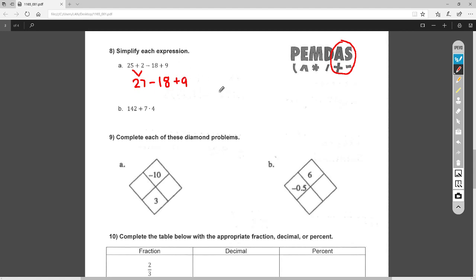Okay, so you see we have subtraction and addition next. It doesn't mean I do addition. Here subtraction comes first, moving from left to right. So I have to do 27 minus 18 first, okay, which in this case would be 9. And then I'm going to do my 9 plus 9, okay, which gives you a final answer of 18.